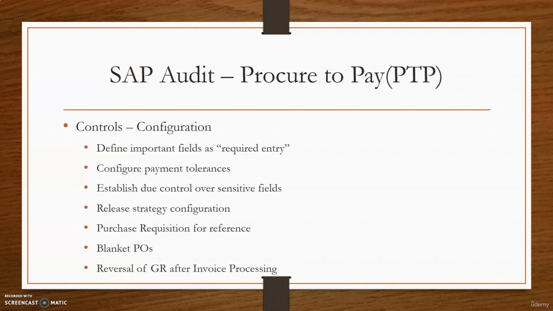So let's discuss the next control, which is the required PR references, that is, purchase requisition references. It says that whenever you are creating or modifying a PO, always configure SAP so that it requires the reference for the purchase requisition, so that some fields are auto-populated and no wrong values are put into the PO manually.